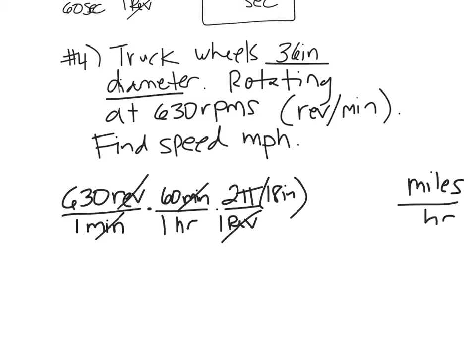Uh-oh, I need miles per hour. Did you have a question? Yeah. Why is it 18? Oh, 36 is the diameter, so that's all the way across. So I need to take half of that for the radius. Okay, so I have inches per hour. I need miles per hour.